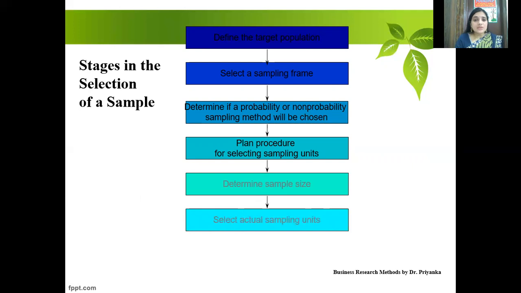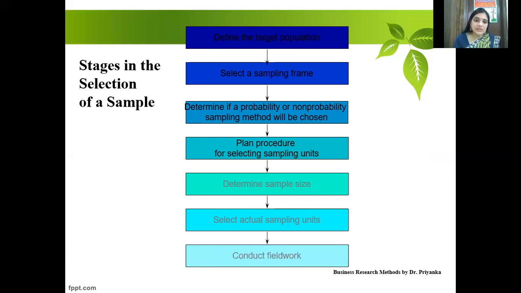Then select actual sampling units. Once you have decided the sample size, for example, 100 people out of 1,000, now you will be deciding actual sampling units on the basis of the method you have chosen. You have chosen one method out of these techniques available here, and on that basis, you will be deciding the sampling units now out of the whole target population.